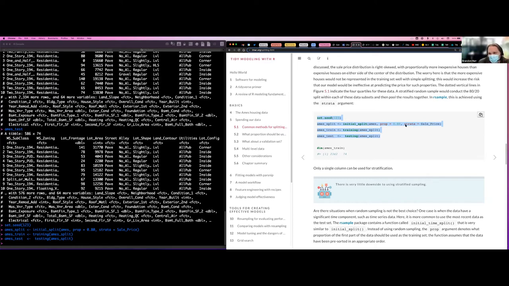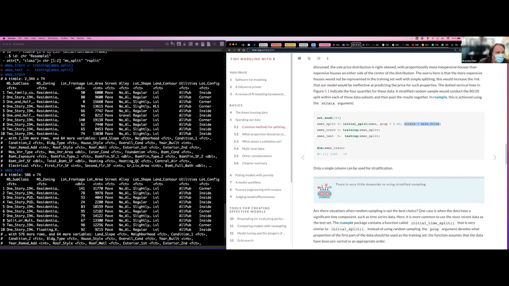So in this case, you're specifying what you want to make sure that you have a good spread of with the strata. So you're saying, I want to ensure that I have a good stratification of sale price, so don't give me a random thing back that has too many of the high prices or too many low prices. Right, yeah, don't upset the balance. Well, I suppose you could do that with anything, even some of these factors, like don't give me too many houses that have a regular lot shape. Yeah, or something like that.